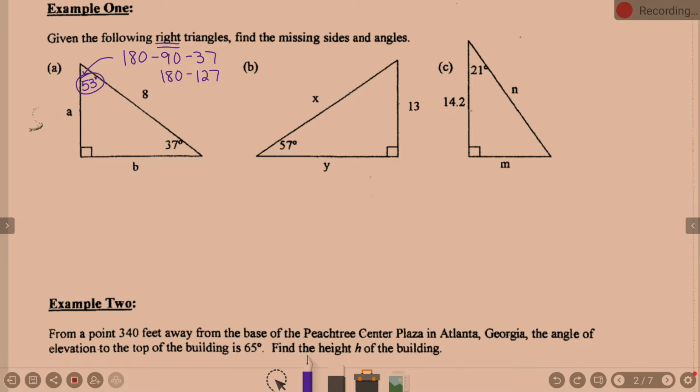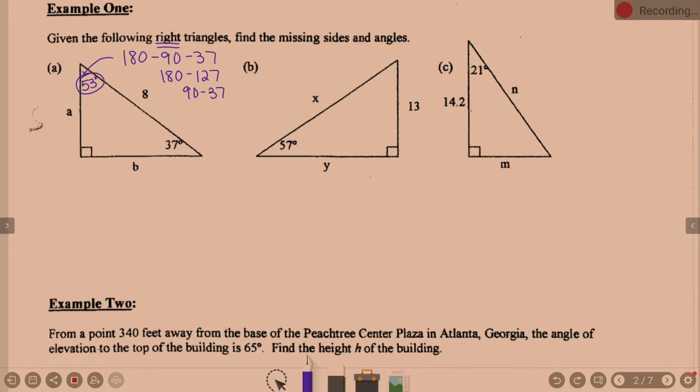There's technically one other way you could find that 53 degrees. 90 minus 37. Yeah, 90 minus 37. Because in a right triangle, if one angle is 90, the other two have to add up to be 90, don't they? So you could also say 90 minus 37. Use whatever math you want there.